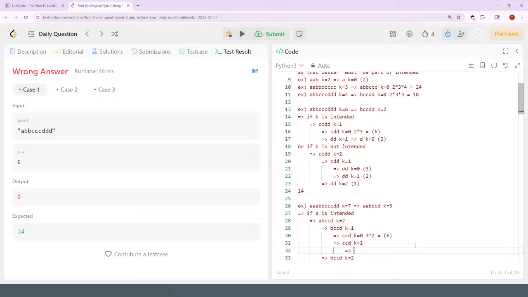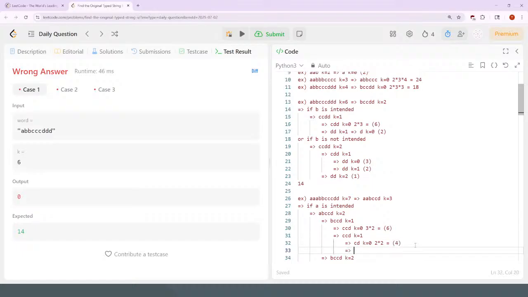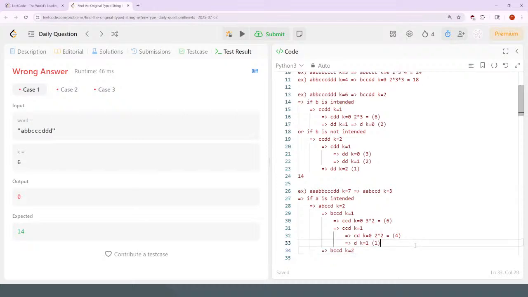And then if the first C is intended, then CD K equals 0, which by counting principles is 2 times 2, which is 4. And if the first C is not intended, then the second C is not intended, so you would move down to D where K equals 1. And that's only one way. Any time you have K matching the length of the string that's remaining, that means all the letters have to be intended, and there's one way of doing that.